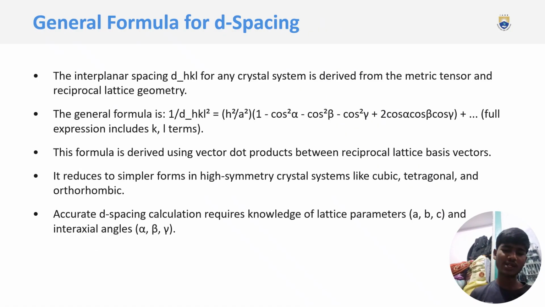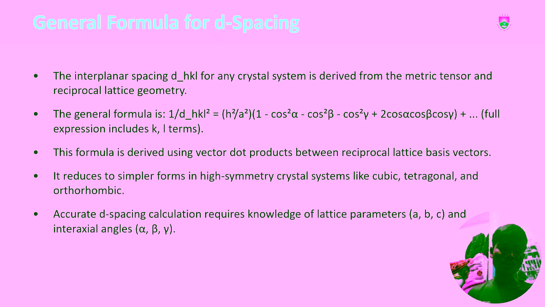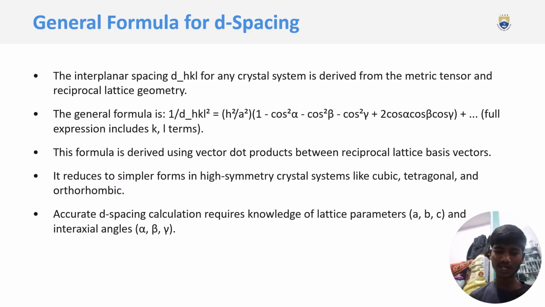General formula for d-spacing. The interplanar spacing d_HKL for any crystal system is derived from the metric tensor and reciprocal lattice geometry. The general formula is 1 by d_HKL whole square equal to h square by a square into 1 minus cos square alpha minus cos square beta minus cos square gamma plus 2 cos alpha cos beta cos gamma. This full expression includes cross terms.